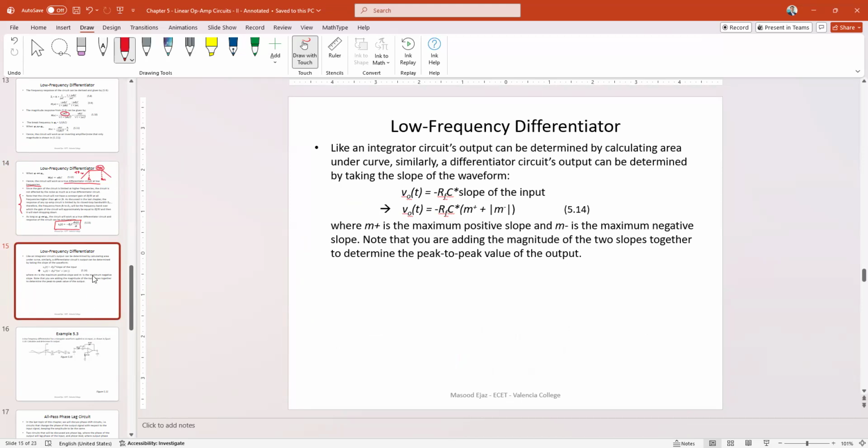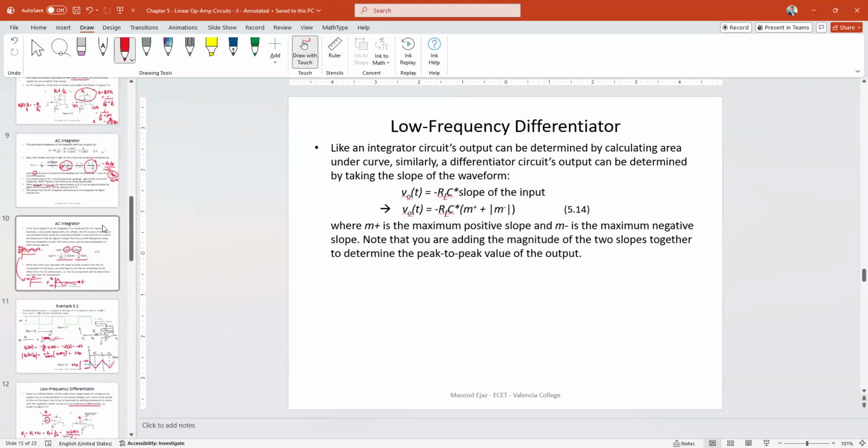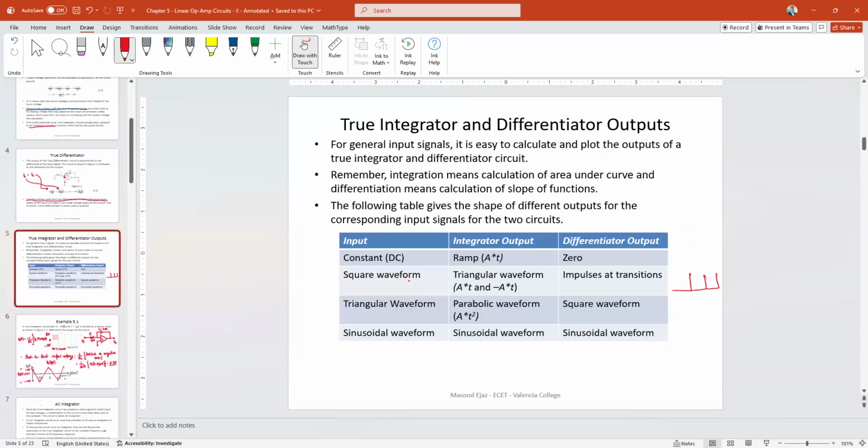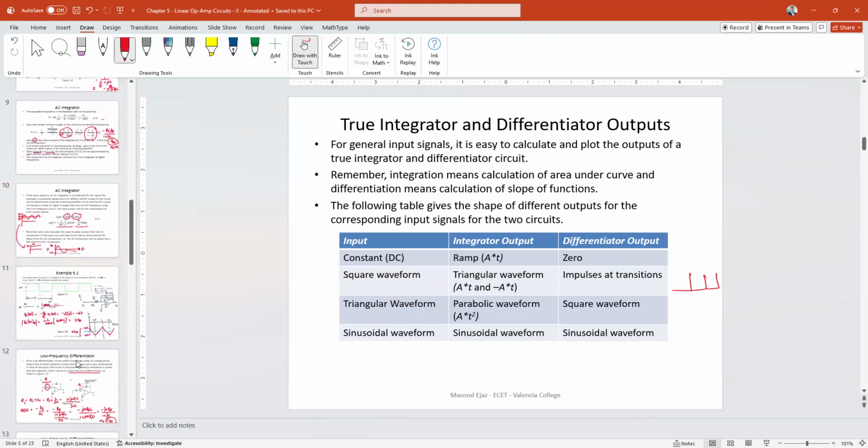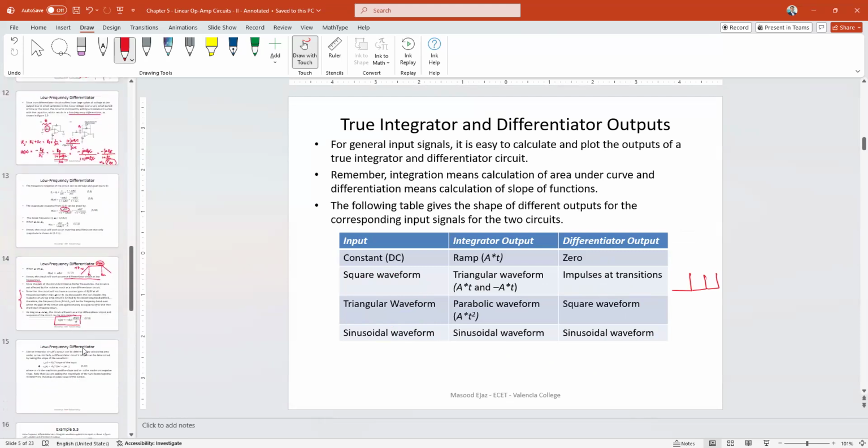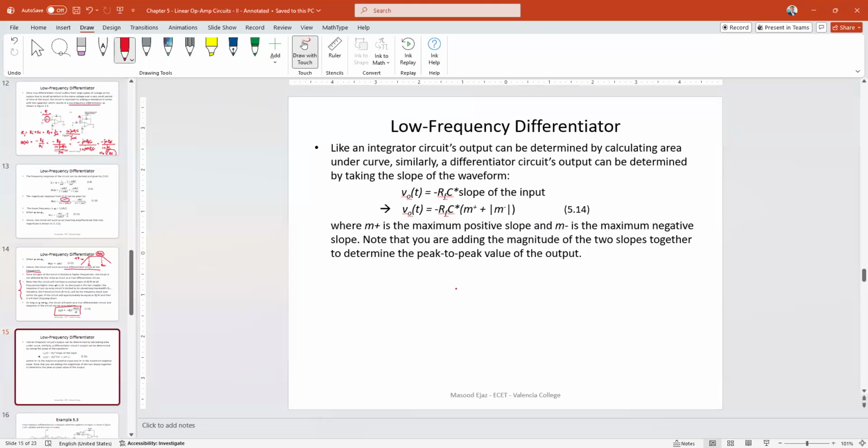And since the differentiator circuit basically gives you slope, we know the shape. For example, we discussed different shapes earlier: if your input is a square waveform, impulses; triangular waveform, the differentiator is going to give a square; sinusoidal is sinusoid, and so on and so forth. So we already know the shape based upon the input to a differentiator circuit. But what will be the peak-to-peak value? How are you going to calculate that?